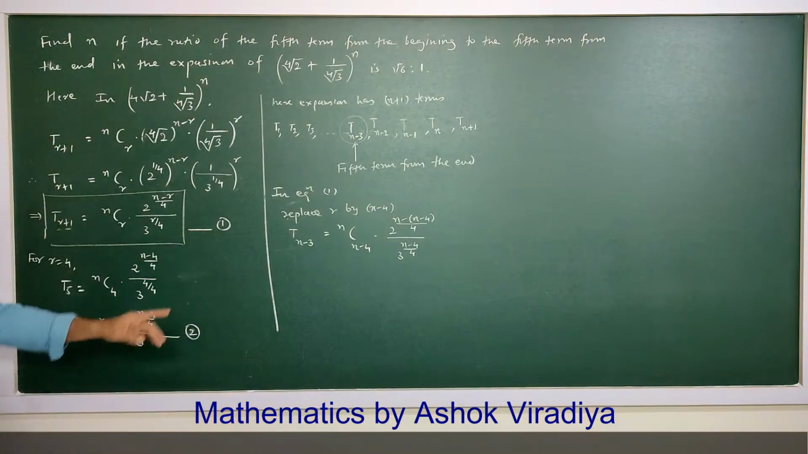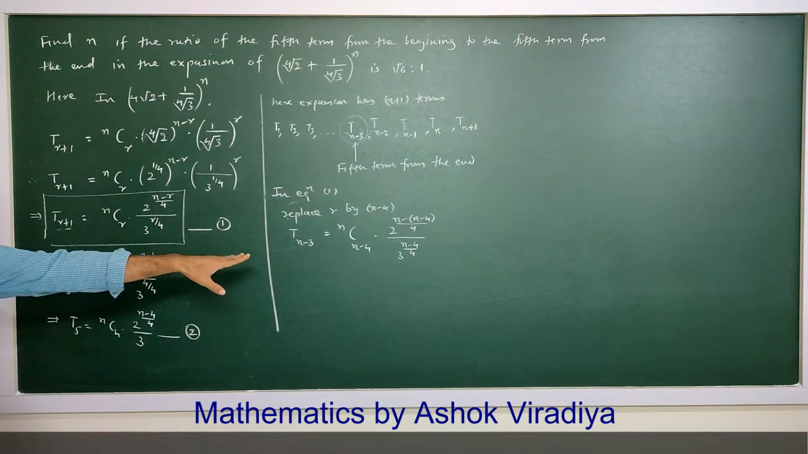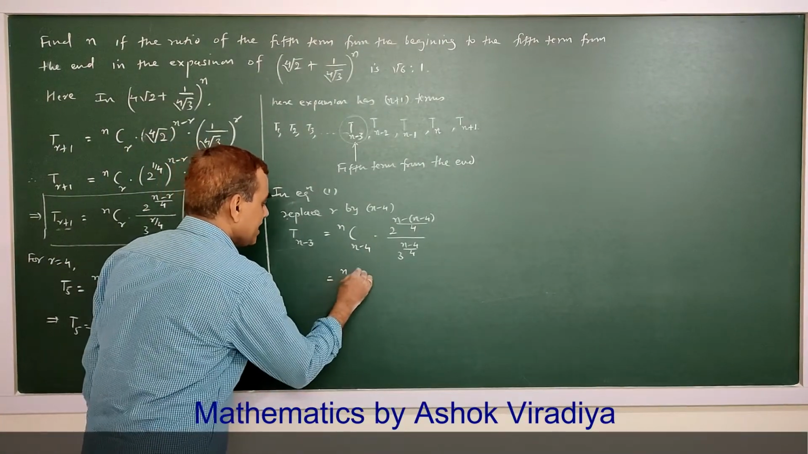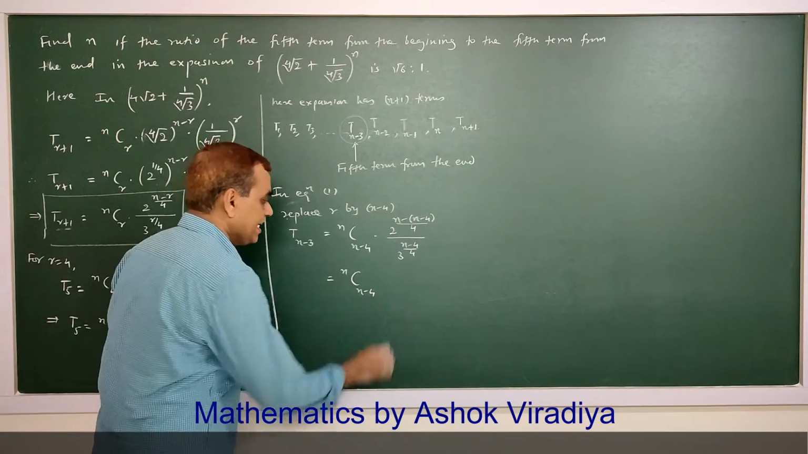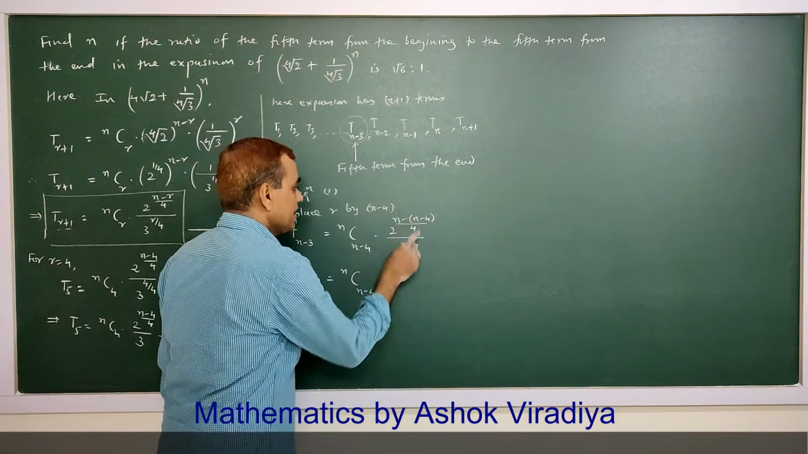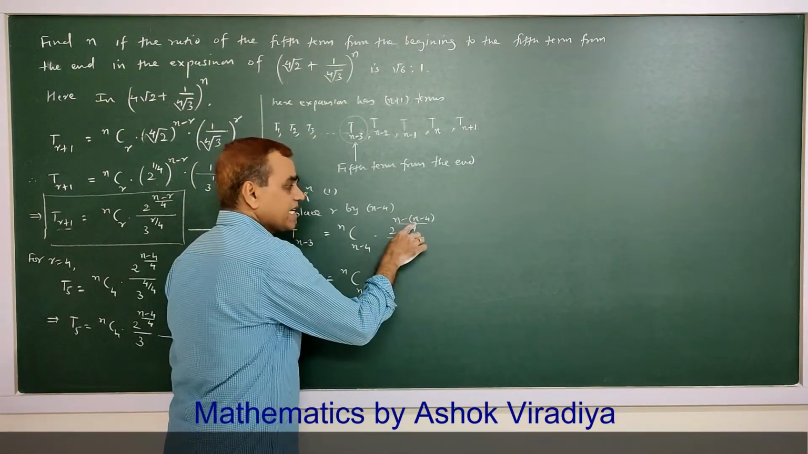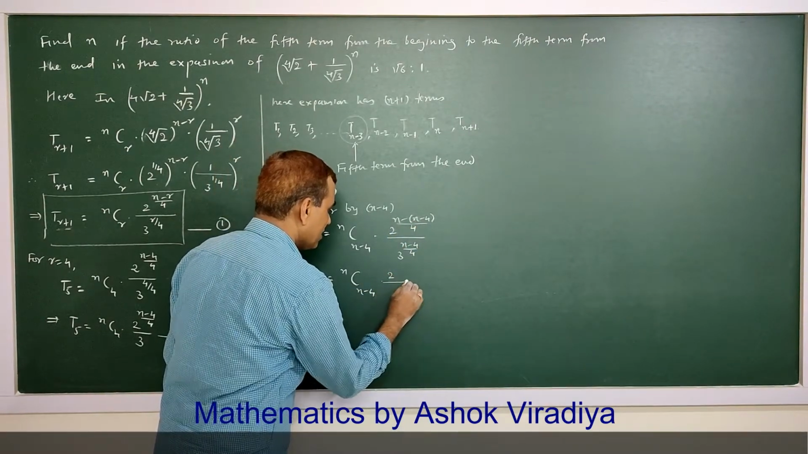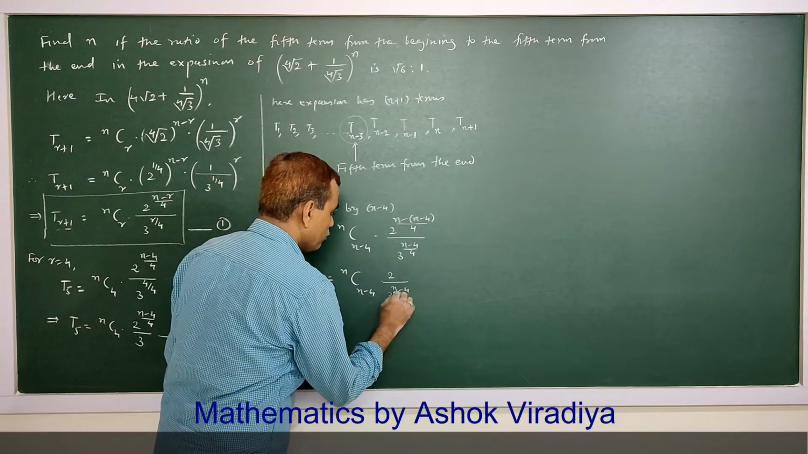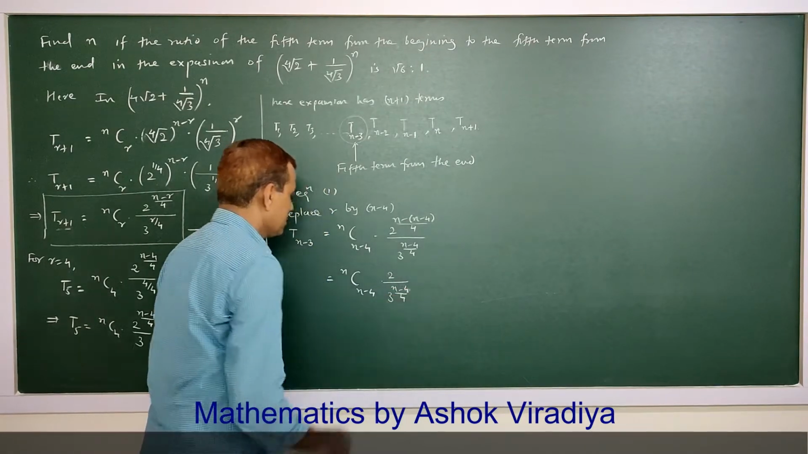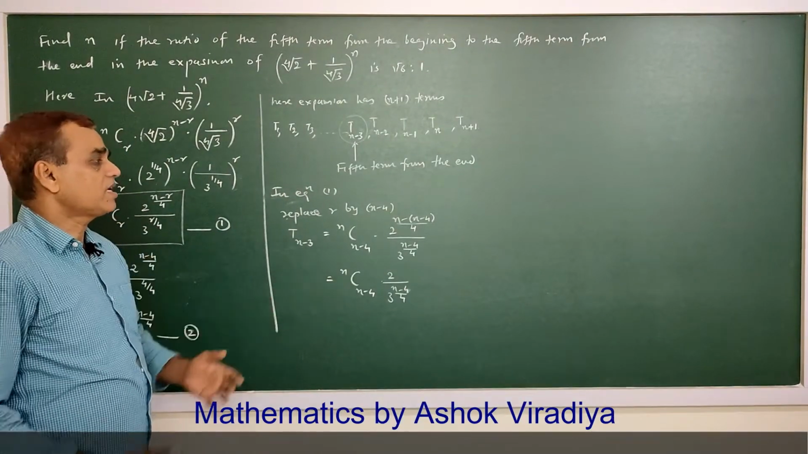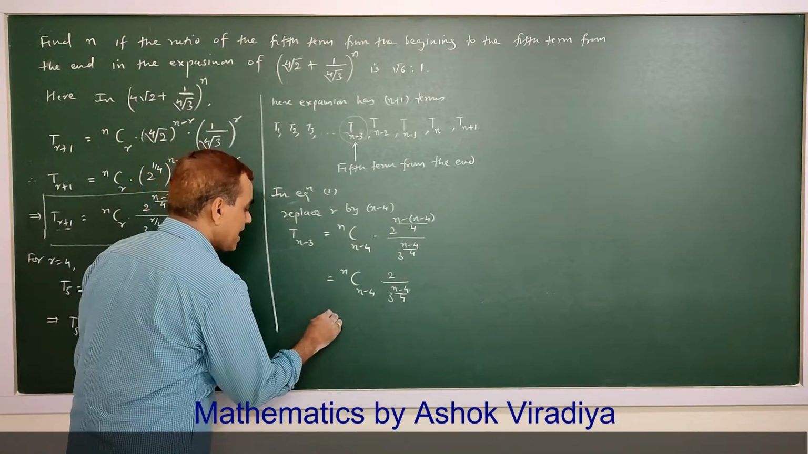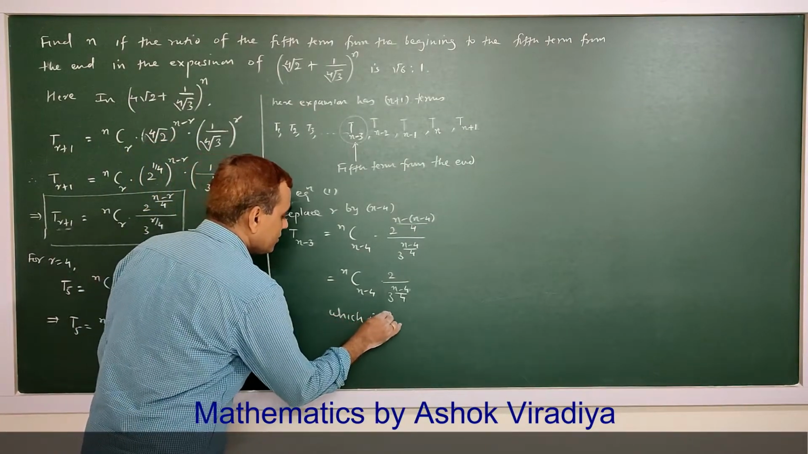So we are getting the n minus 3rd term from the beginning. So it is equal to NC n minus 4 into, this will be n minus n plus 4, 4 by 4, that is 2 raised to 1 upon 3 raised to n minus 4 by 4. So this is the fifth term from last, the fifth term from the end.